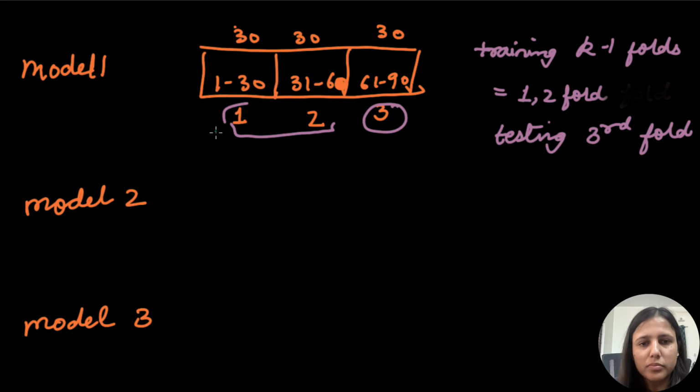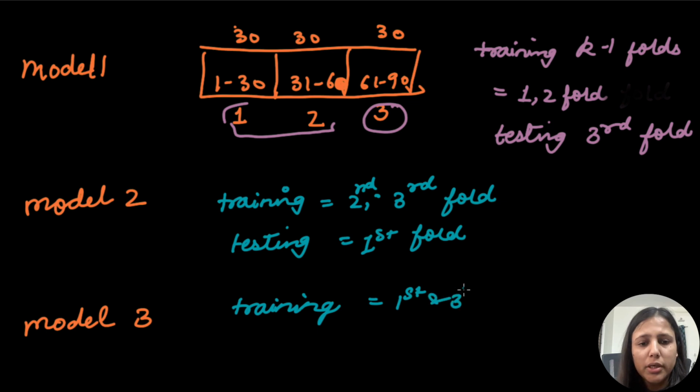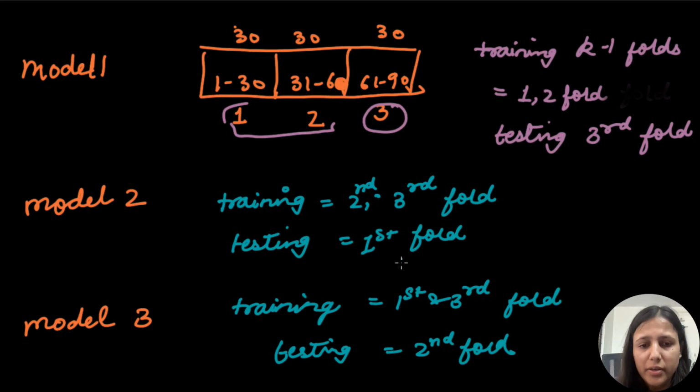Similarly, here for training you can use the second and third folds, and for testing you will use the first fold. Then in model 3, you will use the first and third folds for training, and for testing you will use the second fold. So if you can see, this is very clear.